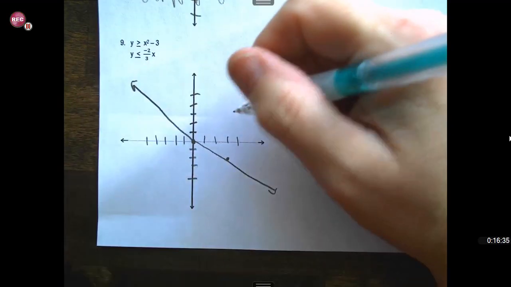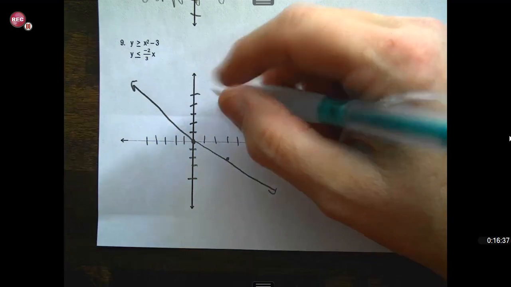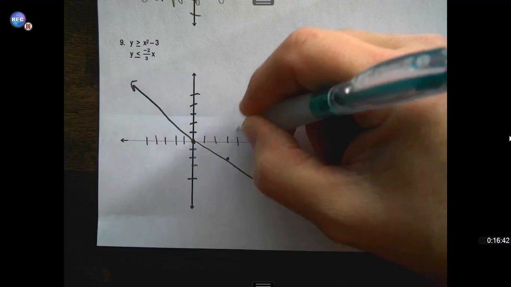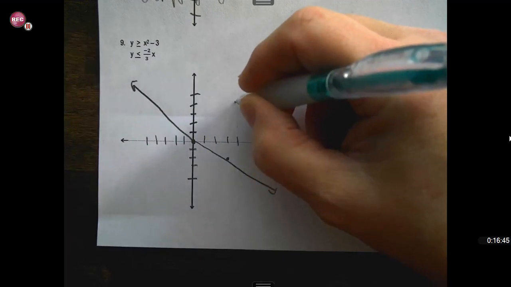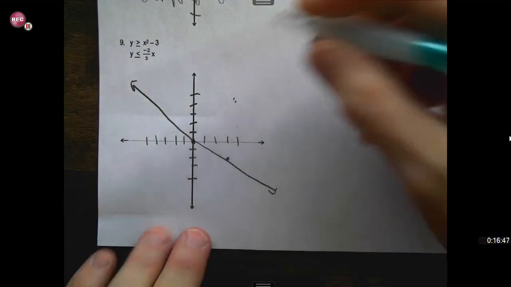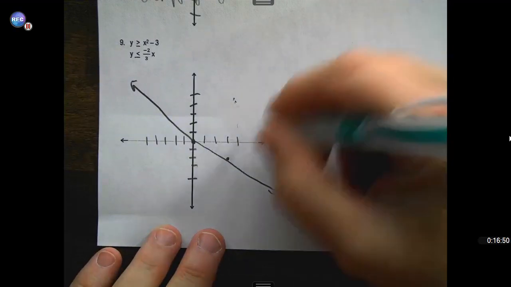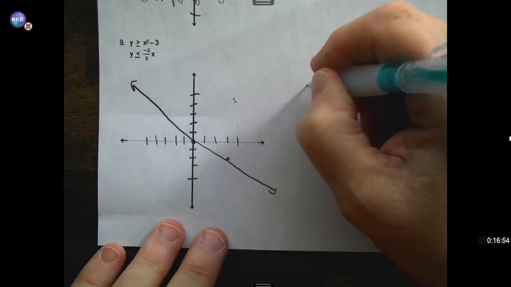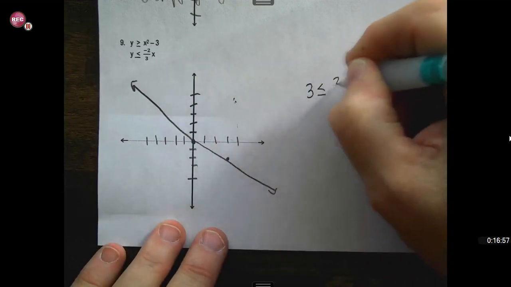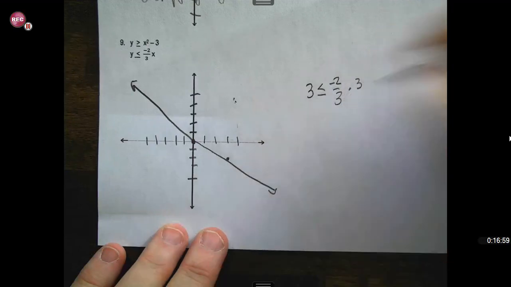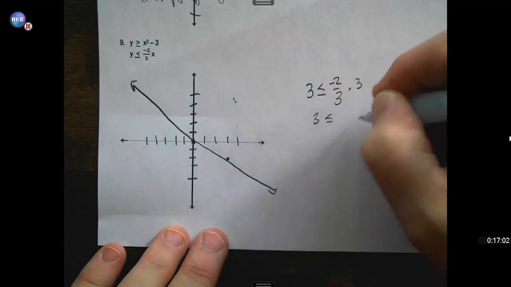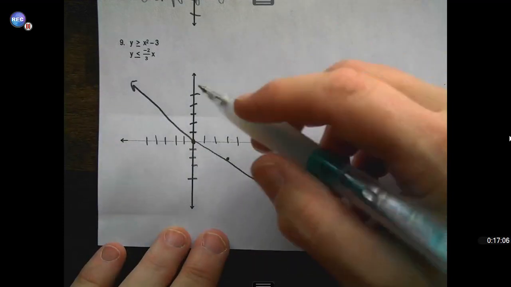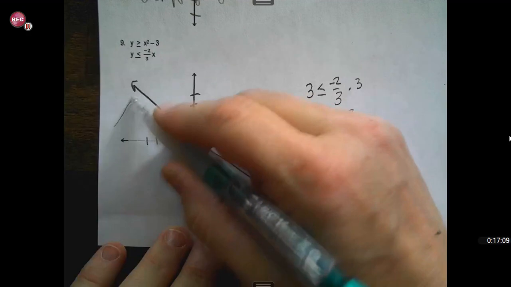And since it goes through the origin, I can't use the origin to determine where to shade. So I'm going to pick this point 4, 4. Okay, and that'll tell me whether or not I should shade up here. So if I plug in, that's silly. I'm going to plug in 3, 3 because you'll see why. So 3 is less than or equal to negative 2/3 times 3. 3 is less than or equal to negative 2. It is not. So that means when I get around to shading this, it's going to get shaded this way.